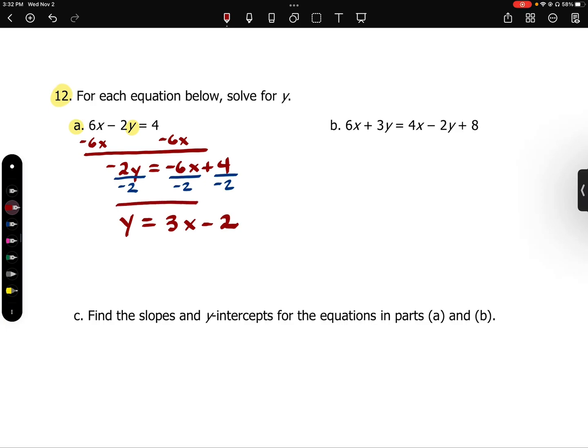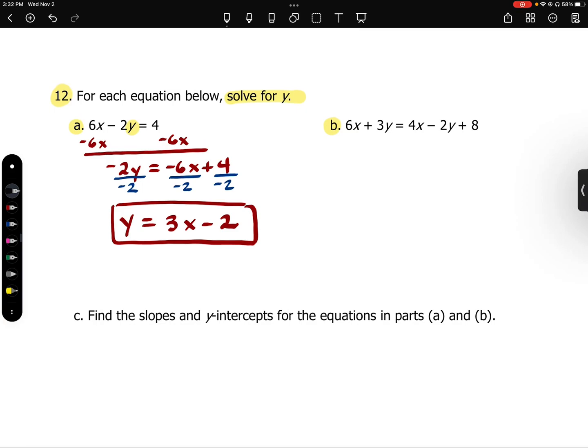So the equation has now been solved for y. We have y is equal to 3x minus 2. Looking at letter B: 6x plus 3y is equal to 4x minus 2y plus 8. If our directions are still to solve for y, okay, we're going to find a way to do that.